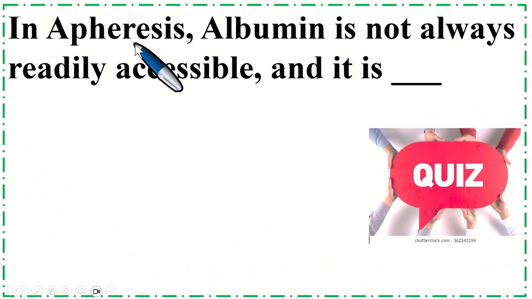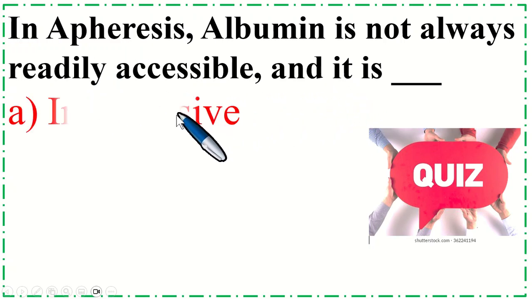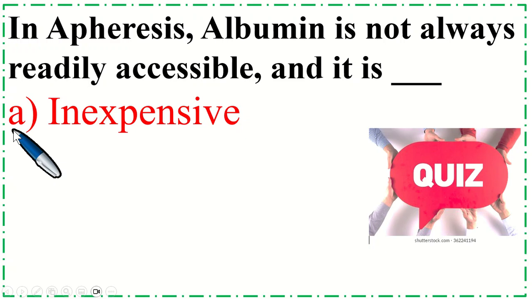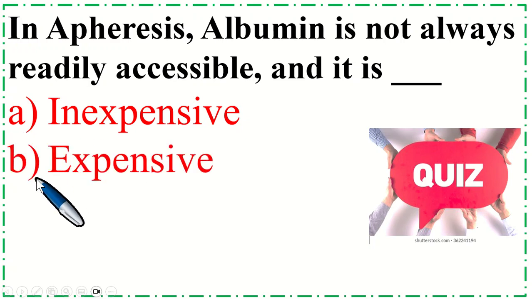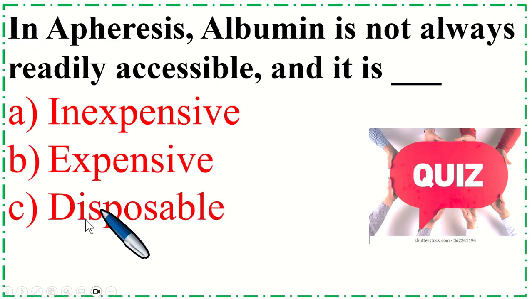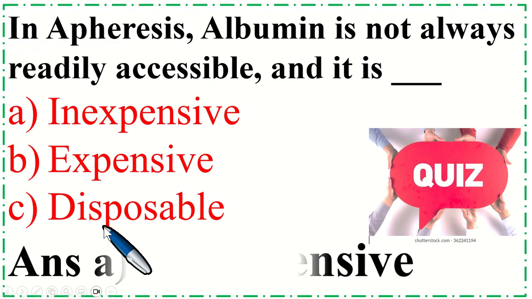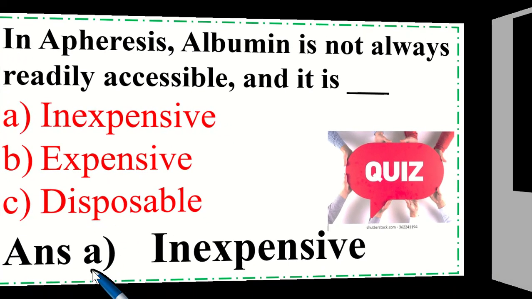In apheresis, albumin is not always readily accessible, and it is option A, inexpensive, B, expensive, C, disposable. So the correct option is A.